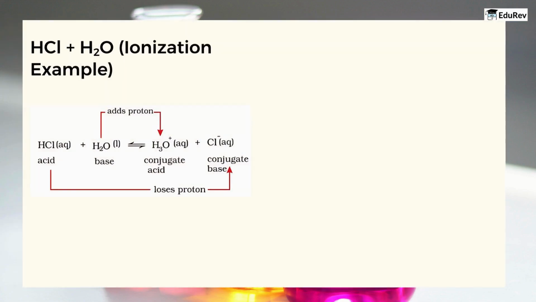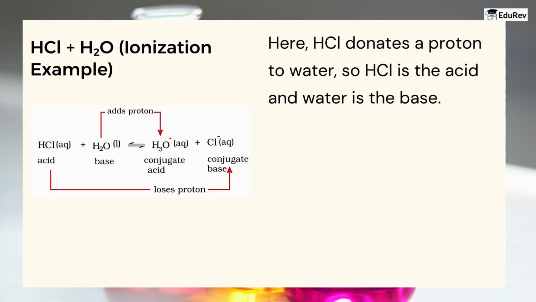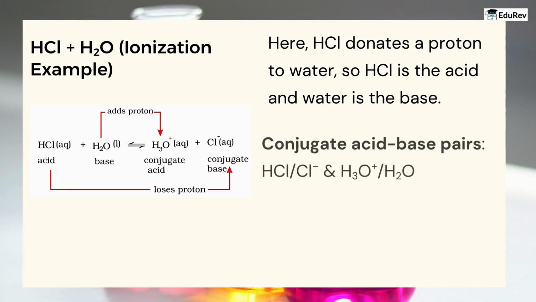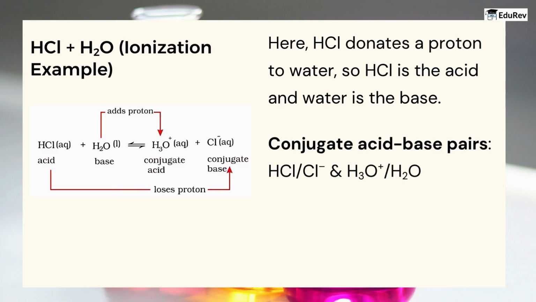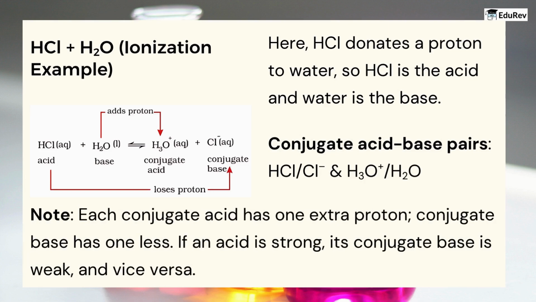Another example, HCl plus H2O gives H3O plus plus Cl minus. Here, HCl donates a proton to water, so HCl is the acid and water is the base. The conjugate pairs are HCl pairs with Cl minus and H3O plus pairs with H2O. Important point. Each conjugate acid has one more proton than its base. A strong acid has a weak conjugate base and a strong base has a weak conjugate acid.